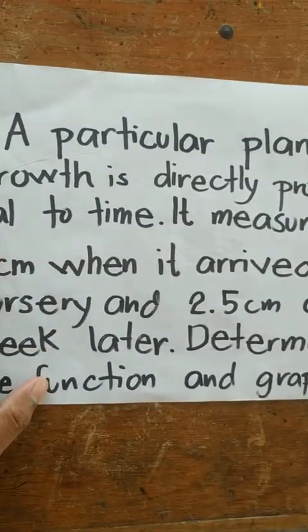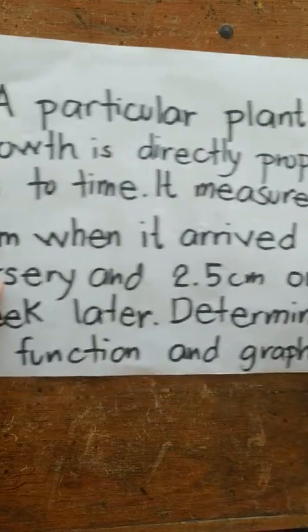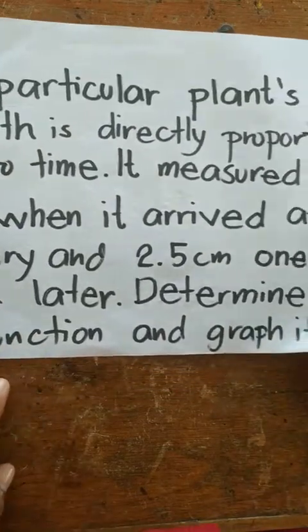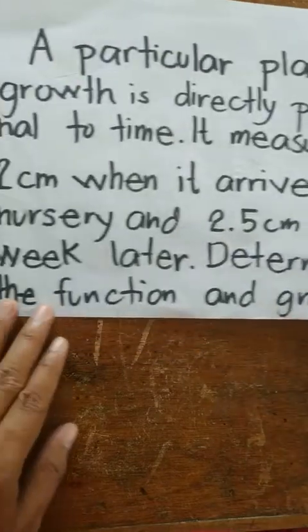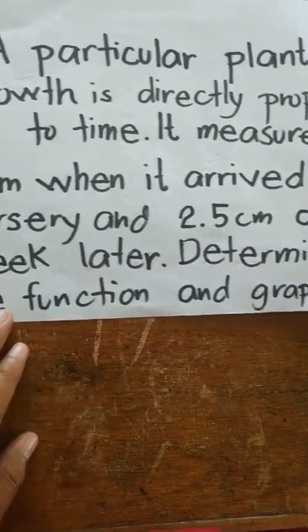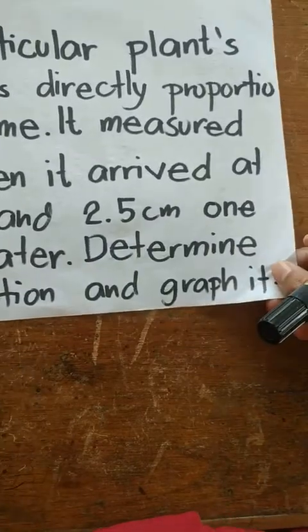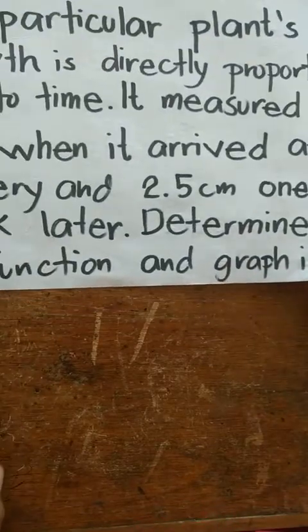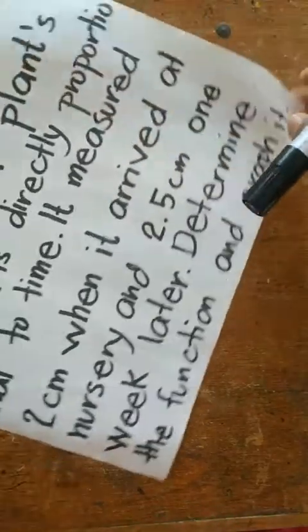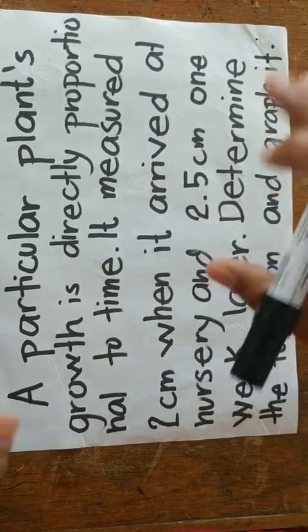For our first example, let's say a particular plant's growth is directly proportional to time. It measured 2 centimeters when it arrived at the nursery, and 2.5 centimeters 1 week later. Determine the function and graph it. So actually this is the problem.